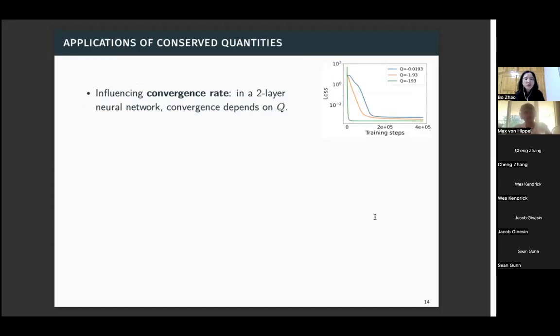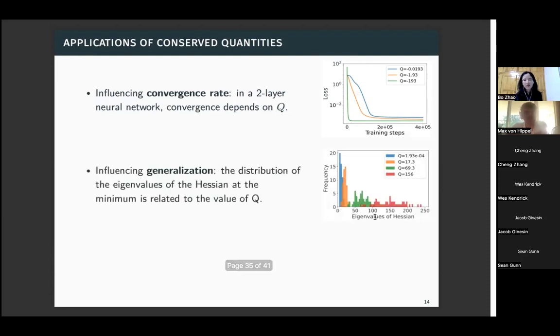And for the final part, I want to talk about some of the applications of conserved quantities. So in our paper, we ran some experiments to show how conserved quantities are related with convergence rate or generalization. By definition, conserved quantities do not change along a gradient flow trajectory. In gradient descent, it is not exactly conserved because of the discretization error, but we show that it's still approximately conserved.